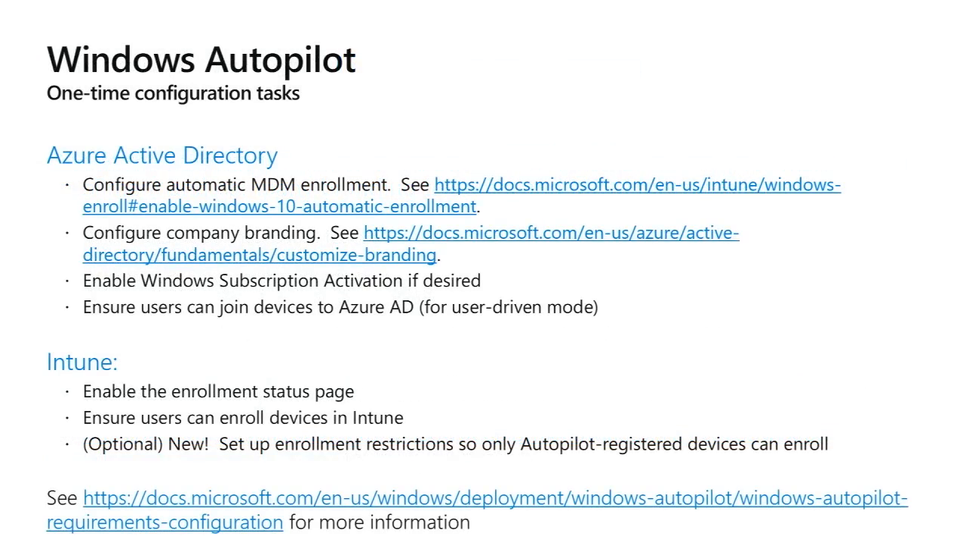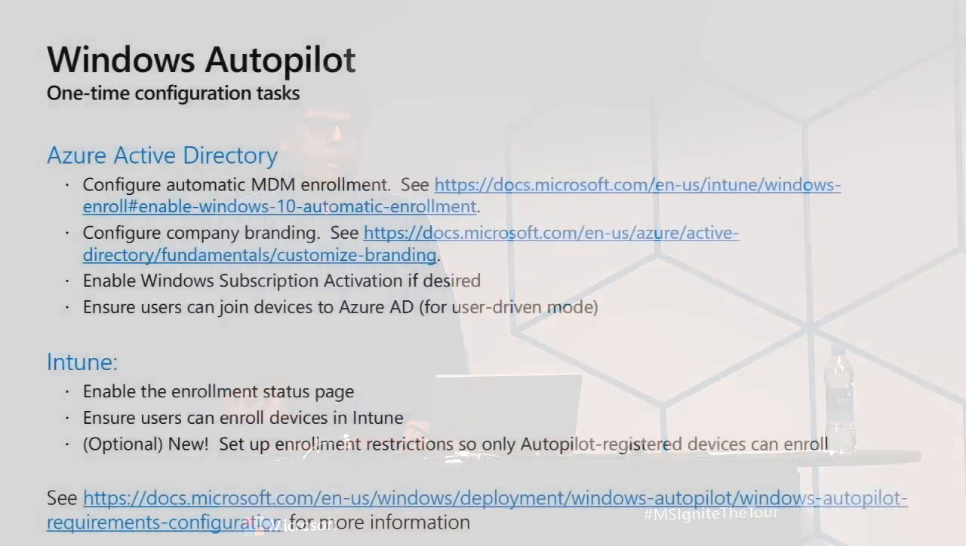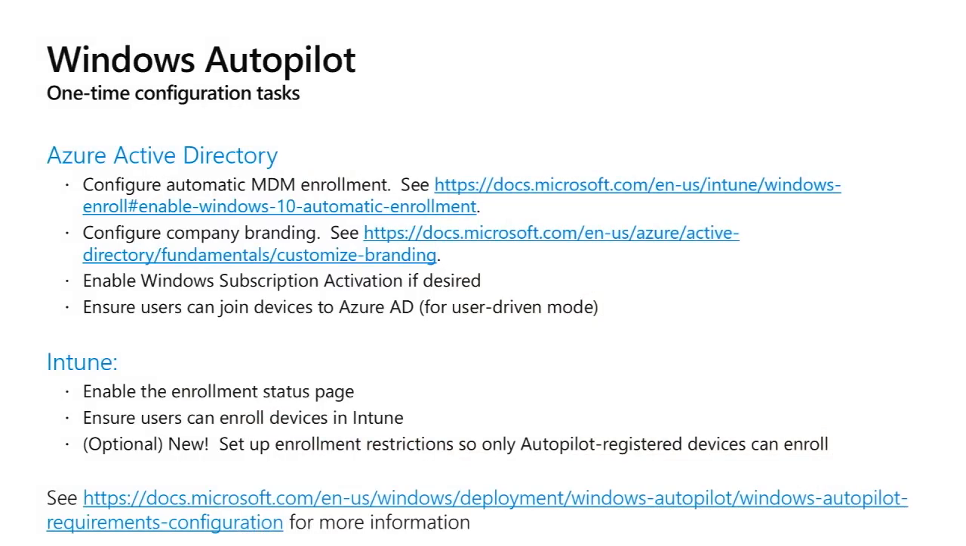In terms of one-time configuration tasks, I'll leave this as a slide that you can have later. But basically, there are one-time configurations that need to happen at a tenant level to configure and prep your devices for Autopilot going forward. They include things like setting up automatic MDM enrollment, configuring company branding, enabling the enrollment status page, and ensuring users can enroll into Intune by assigning licenses. We've documented all of this in the link below, which goes step by step through everything you need to configure as a one-time thing to get your tenant set up for Autopilot.